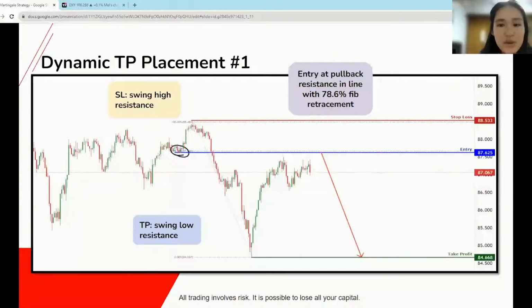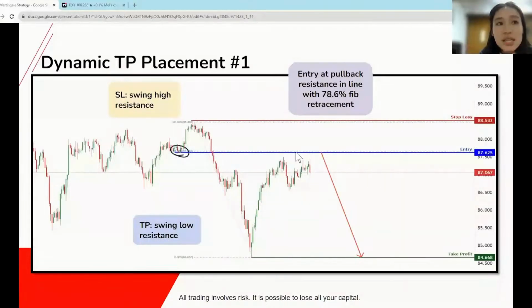So in this example, we expect price to bounce off of our entry at 87.625, so this blue line here. And this line is a pullback resistance. What we mean by pullback is when we have a swing low and price bounces off that swing low support, reverses and breaks out of the support. That's what we call a pullback resistance, because we are expecting price to pull back to that same level.